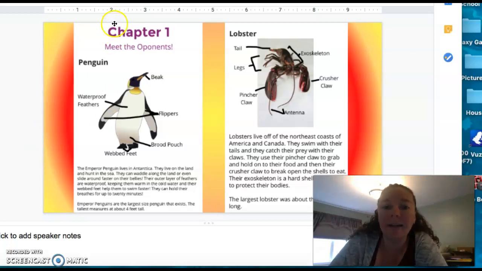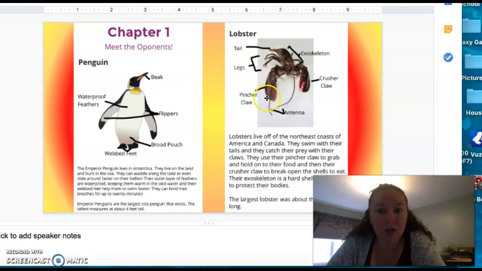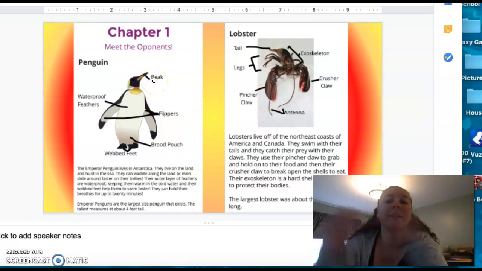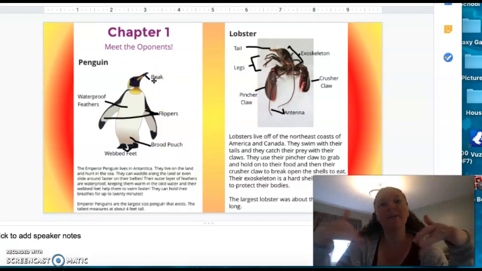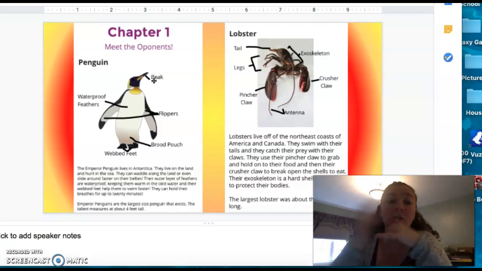So I have a heading and a bit of a subheading here that separates the penguin and the lobster section. And you can notice that I have a diagram of each that I've labeled because I'm really going to focus on the bodies as well. So we're just kind of meeting the penguin and the lobster.